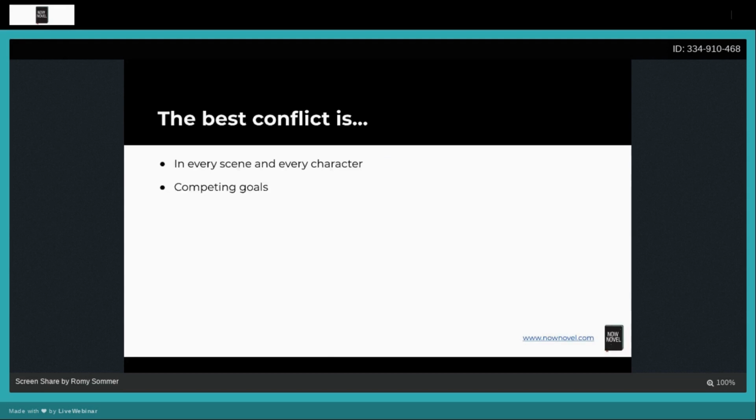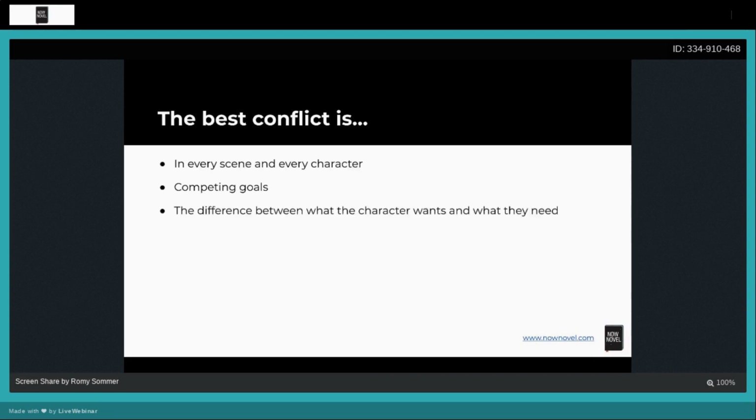Competing goals. This is the best kind of conflict, especially if you've got a man versus man story or a man versus self story, you've got to have competing goals. For example, what the character might want and what the character might need could be two different things. Or the best external conflicts are where your villain and your antagonist and your protagonist have absolutely opposite opposing goals.